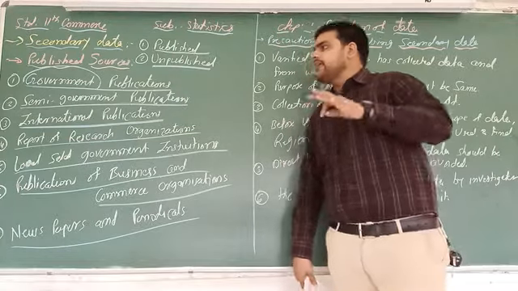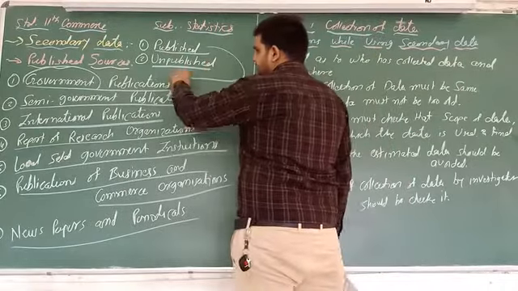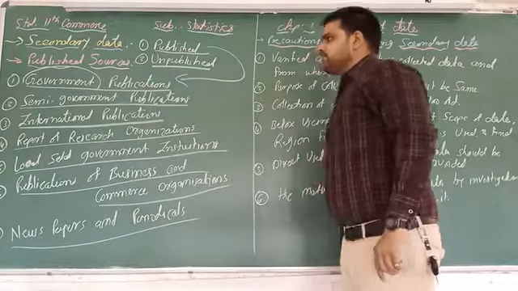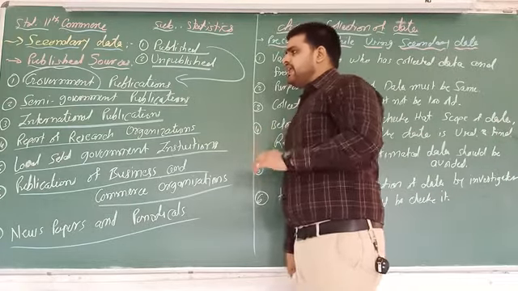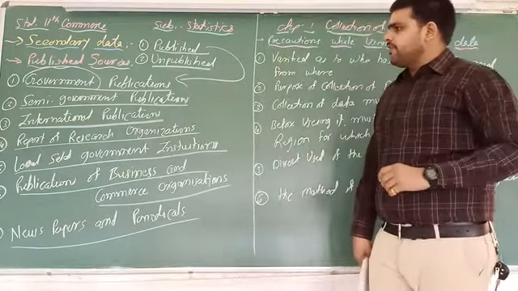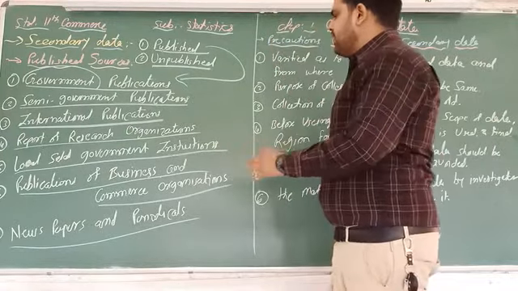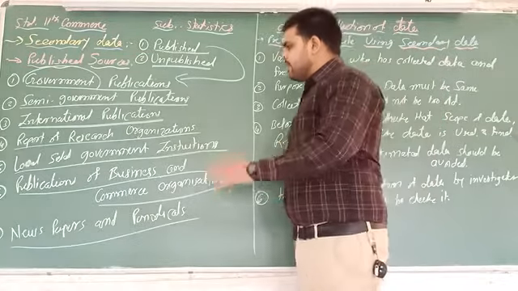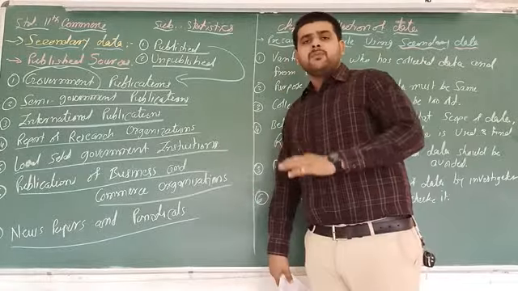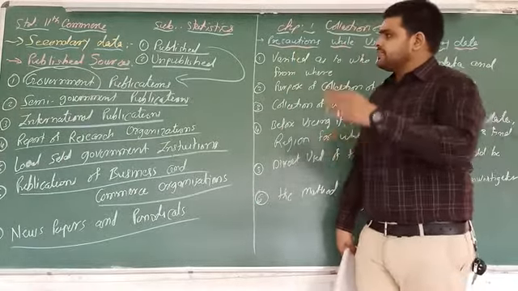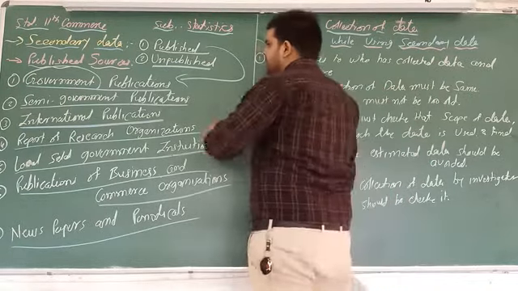Okay, so what we learned in this topic: published data, and published data are mostly 7 types. Number 1, government publications. Number 2, semi-government publications. Number 3, international publications. Number 4, reports of research organizations. Number 5, local self-government institutions. Number 6, publication of business and commerce organizations. And number 7, newspapers and periodicals. So these are the 7 types of published sources. Now, what about unpublished sources?